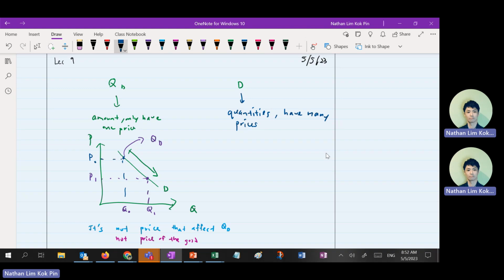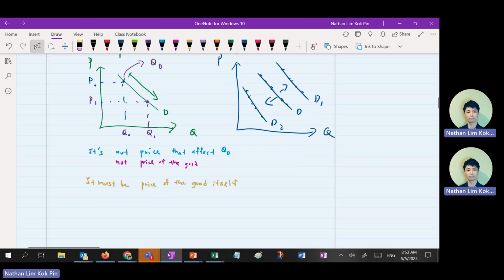Okay. Quantities have many prices, right? Plural means what? Have many prices. Why many prices? Because when this demand curve shifts right or left, all the different quantity demanded and different prices will shift together. So there are many quantities and many prices. Make sense? This one is demand.